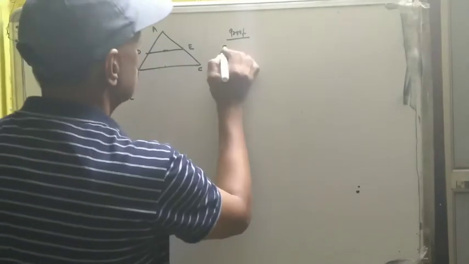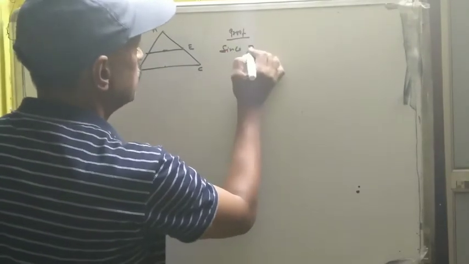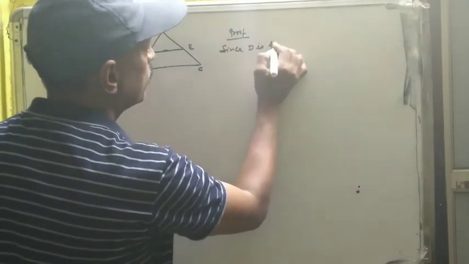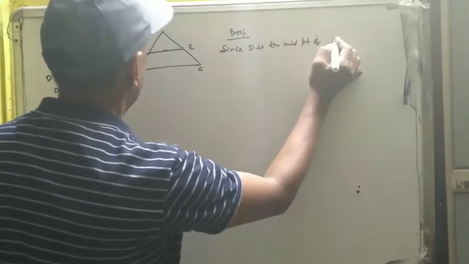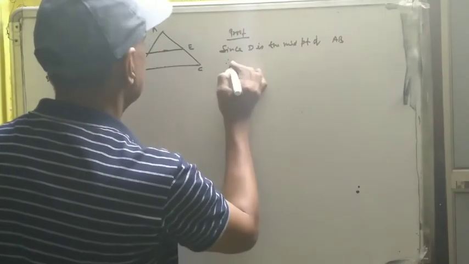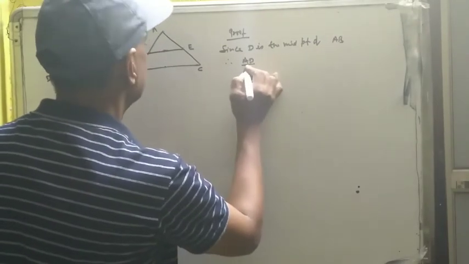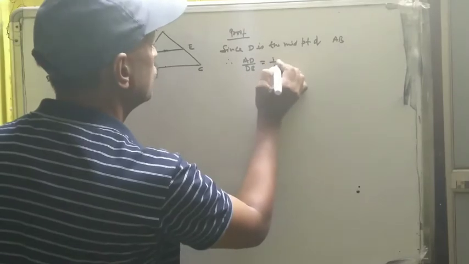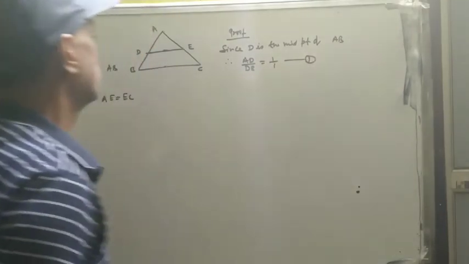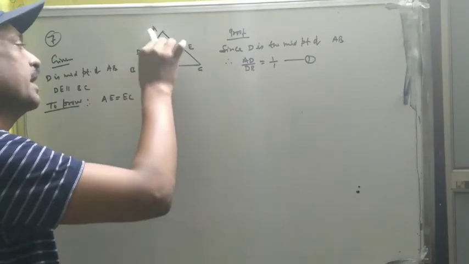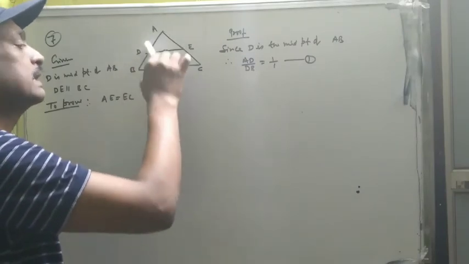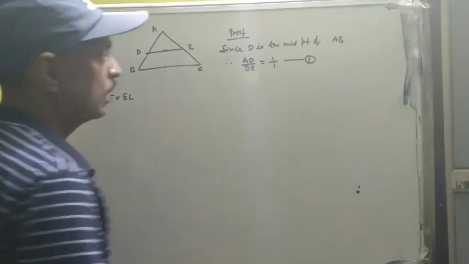So since D is the midpoint of AB, therefore we can write AD by DB equal to 1/1. मतलब जो रेशियो AD और DB का होगा, मतलब AD और DB दोनों इक्वल होंगे, इसलिए इनका रेशियो 1/1.